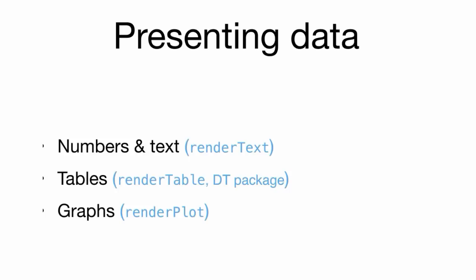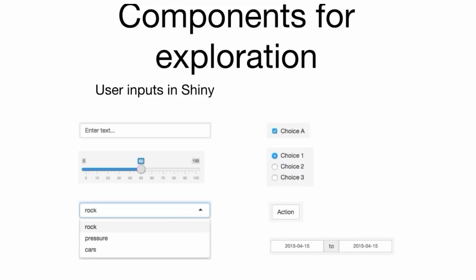Finally, there are these components for exploration. So in Shiny, so far I've talked about how data comes out to you, and if you want people to be able to explore their data, you need to have inputs. The user needs to be able to send information from the dashboard on their client, which is a web browser, to the server, which is running R.